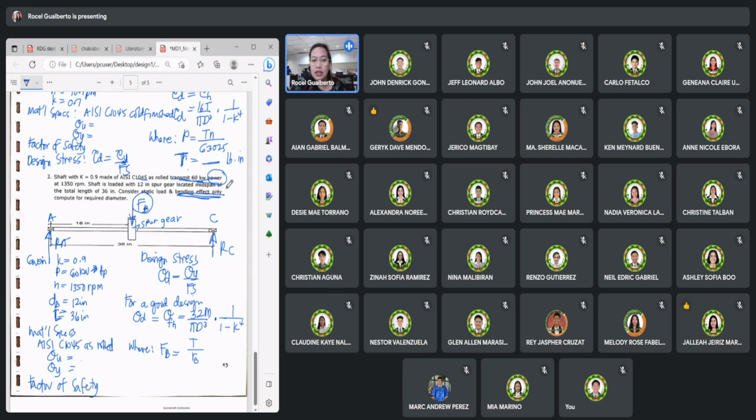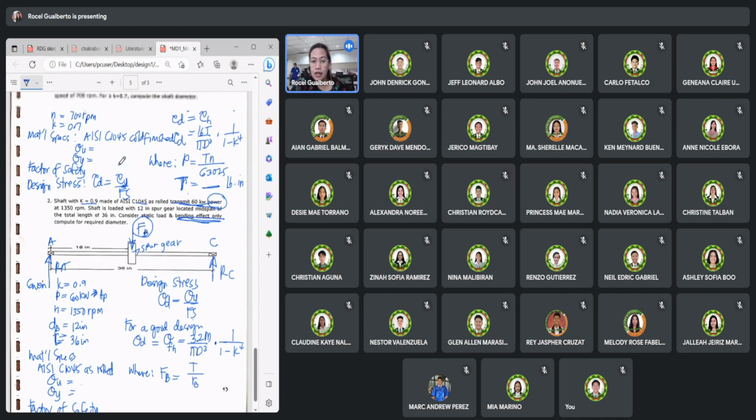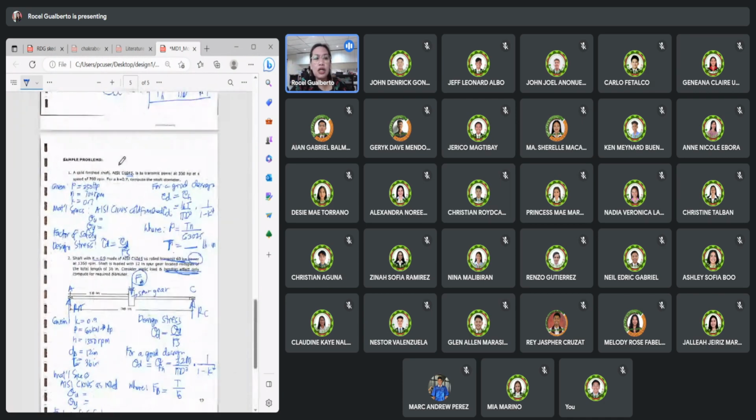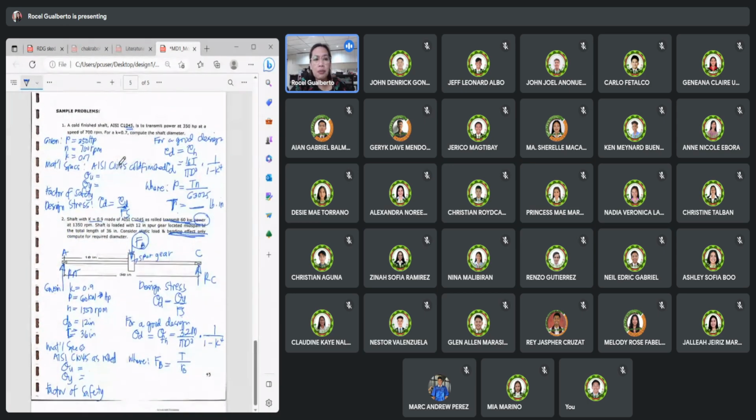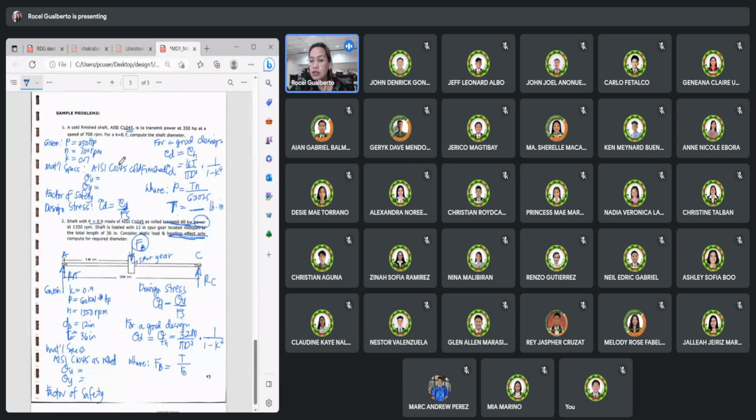Okay, good. So, hindi lang po natatapos dun sa diameter na to. Kailangan din po natin yung inside diameter. Okay? Kailangan din po yung inside diameter. So, you need to consider po yung diameter ratio K. Okay? So, you take a screenshot of this sample problem to aid you in solving it.